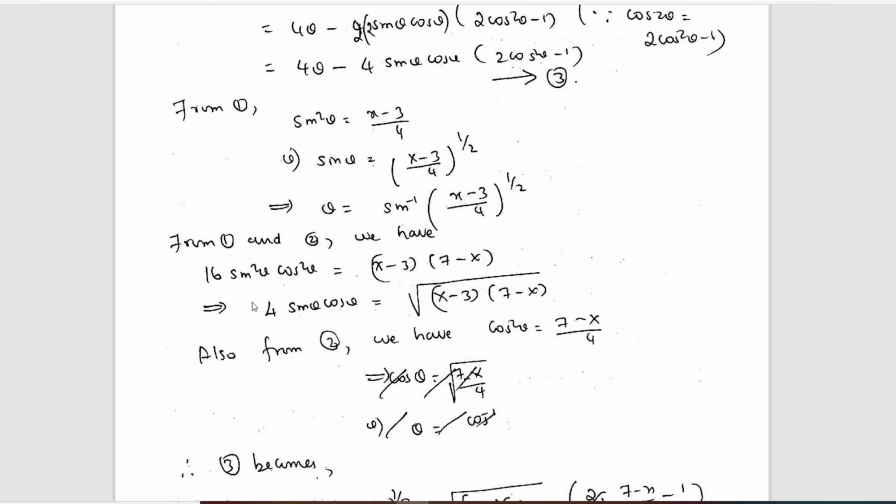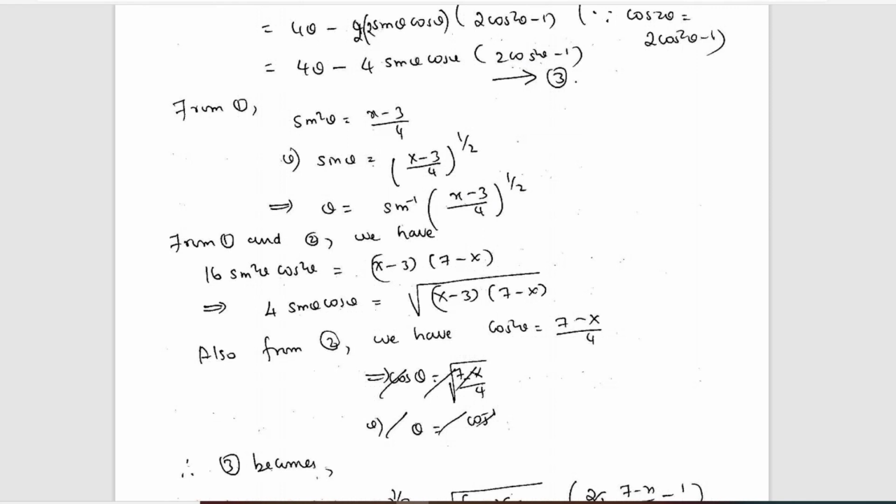So I can find the value of 4 sine theta cos theta now. If you take the square root on both sides, then 4 sine theta cos theta is equal to the square root of (x minus 3) into (7 minus x). So 4 sine theta cos theta is replaced by the root of (x minus 3) into (7 minus x), and this theta can be replaced by sine inverse of ((x minus 3) by 4) whole to the power 1 by 2.